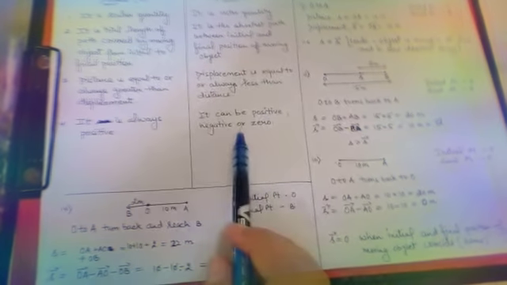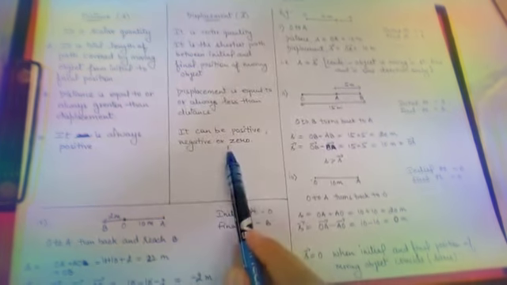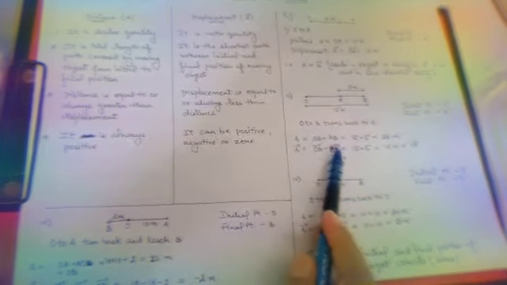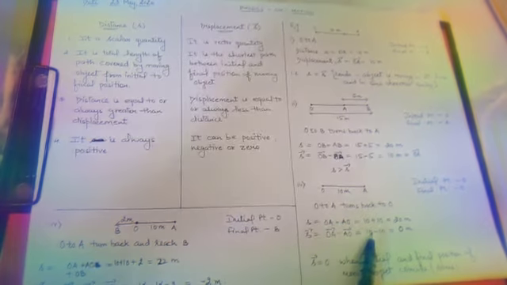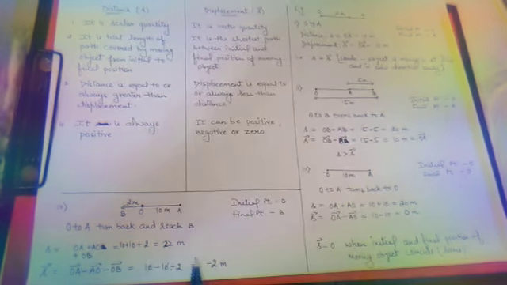So this point is clear that, as we have seen in all these examples, distance is always positive, but displacement can be positive, 0 and negative.